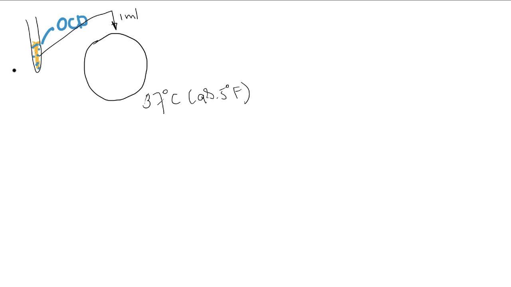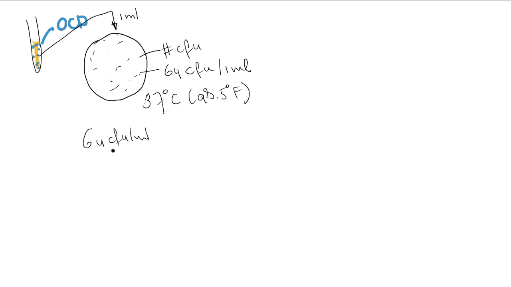Let that sit overnight and come back the next day, and then you can count the colonies. Each of these colonies is a colony forming unit. We know we put 1 milliliter of this culture on this plate, and we count the number of colony forming units. Let's say it is 64. Then we can say there were 64 colony forming units in that 1 milliliter of liquid, so the original cell density would be 64 CFUs per milliliter.